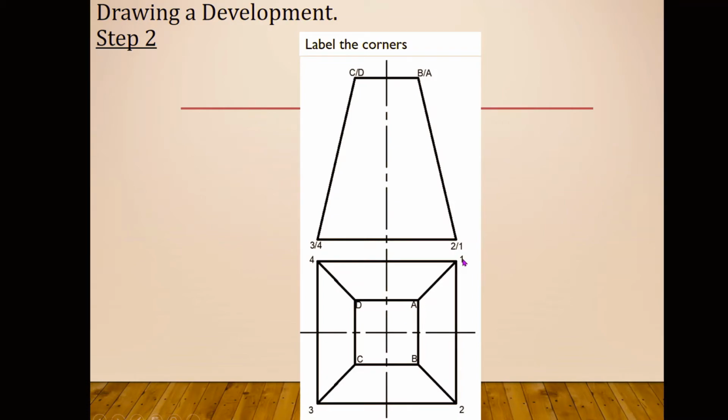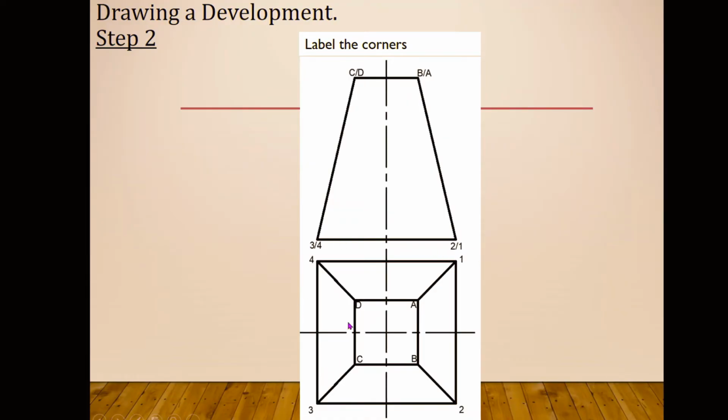Here are my labels. This corner is 1, this one is 2, 3 and 4. For my smallest square, I didn't use numbers, instead I used letters. Here I have letters A, B, C and D. These labels will help me when I'm drawing a development.